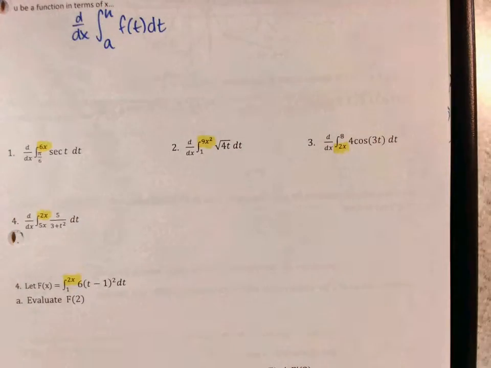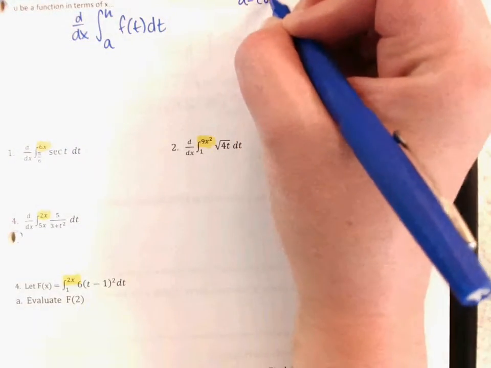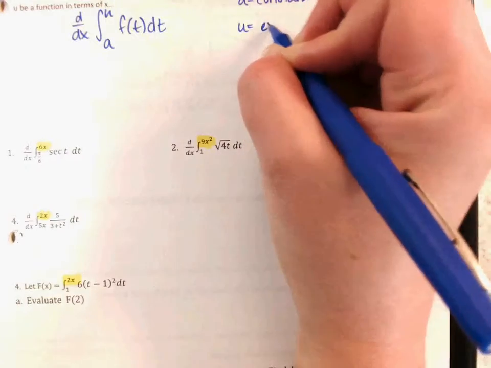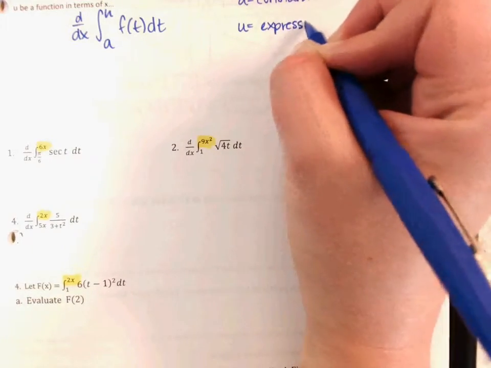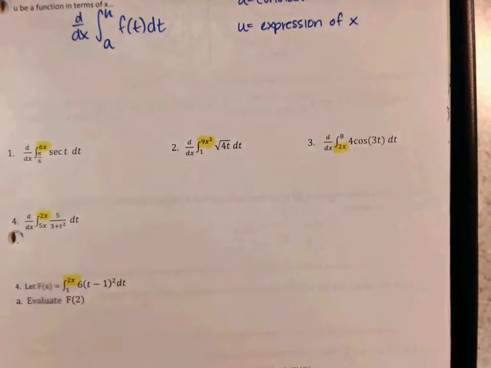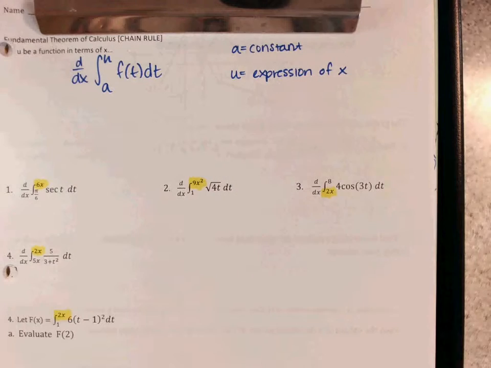Now, let's make a quick little note here that a is still a constant, but u is an expression of x. Oops, you can't see that. Okay, so instead of u being a constant, u is standing for like x stuff, okay?